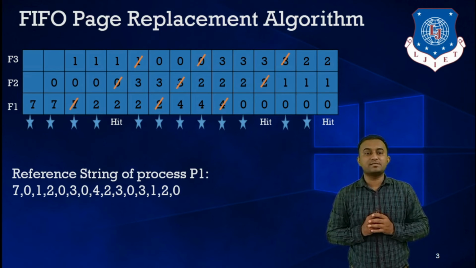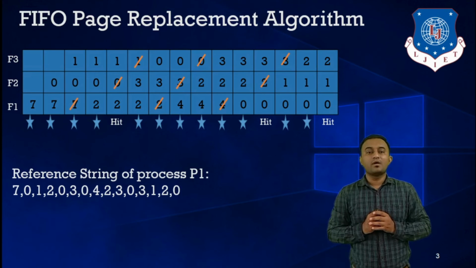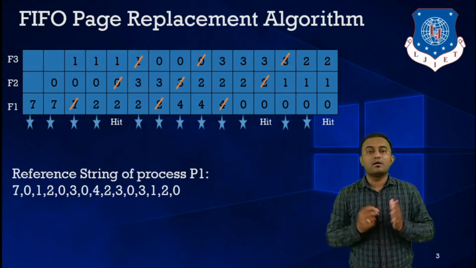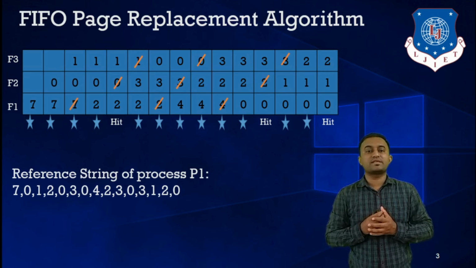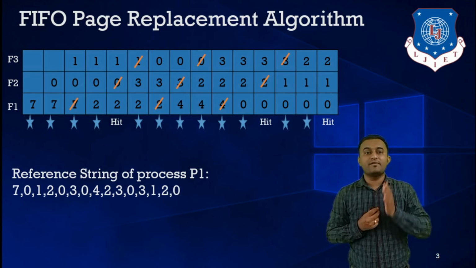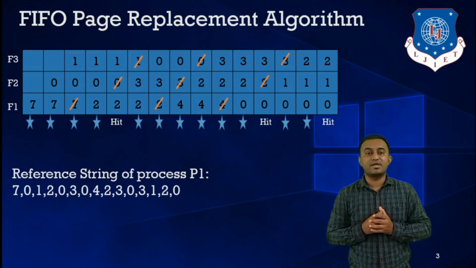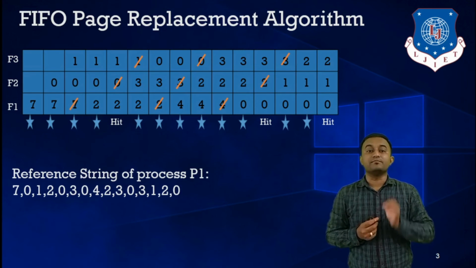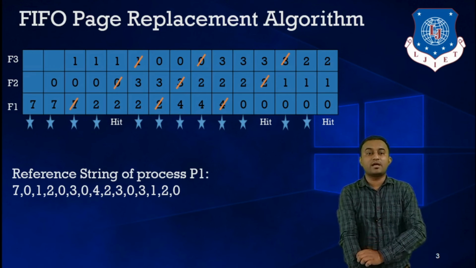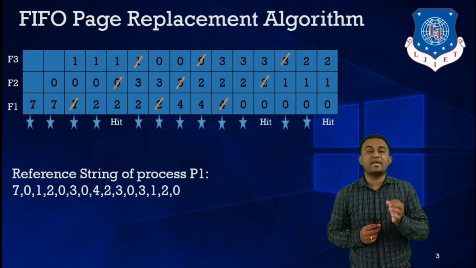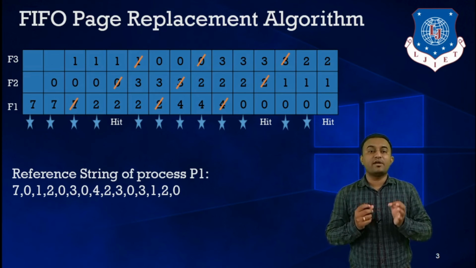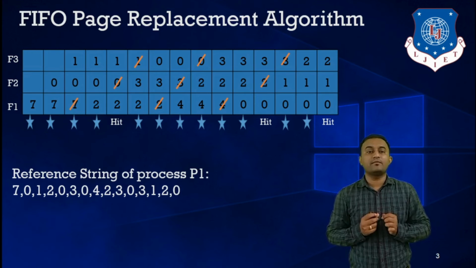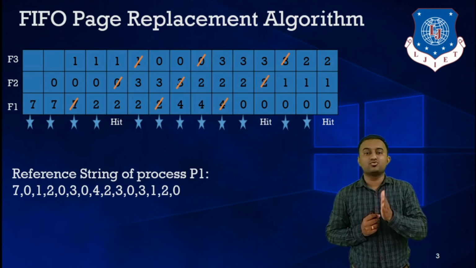Now the next request is again 0. Is 0 available in the existing column? No, it is not available. So 0 needs to replace, by first in first out, the F3 frame. Earlier we took F1, F2, and now the turn is F3. So the F3 frame value needs to be replaced with 0. Now the updated values are 2, 3, 0.